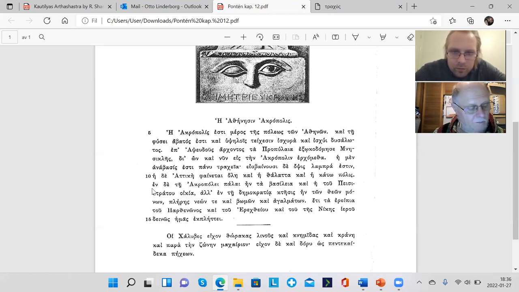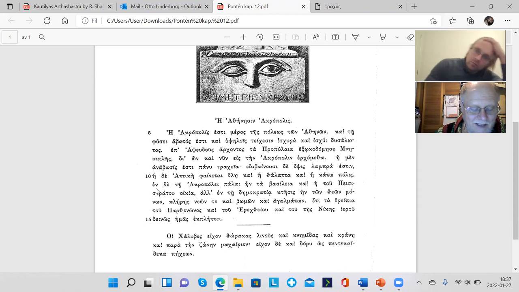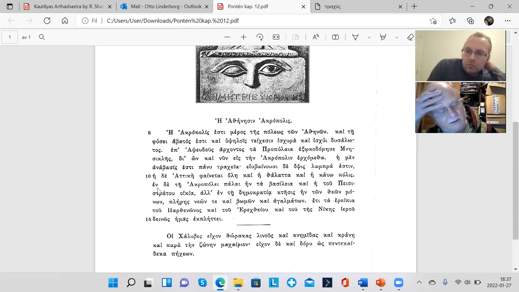And while in the past the Acropolis was the home of the kings... while in the past, the Acropolis was, I mean, I suppose we would say was home to, but was.